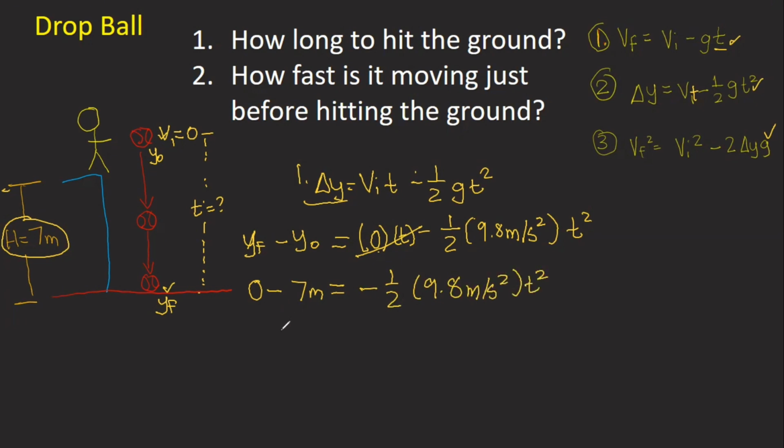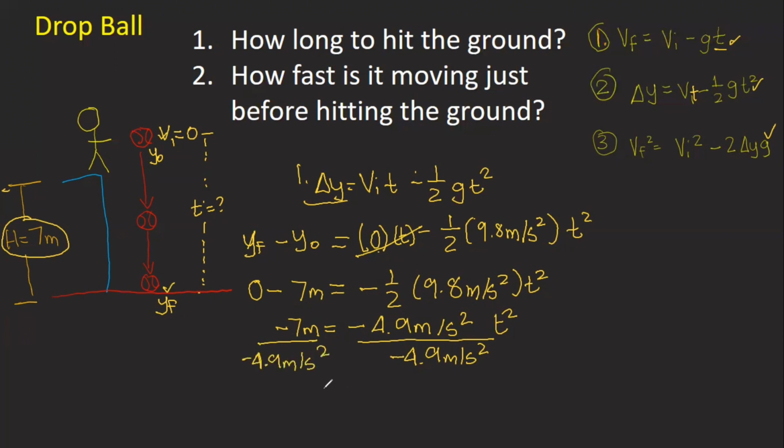Now let's continue calculating. We have negative 7 meters equals negative 1/2 times 9.8 meters per second squared, which is negative 4.9 meters per second squared, times the time squared. So let's divide both sides by negative 4.9, so that t squared will be left on the right side. So it will result to 1.43 seconds squared is equal to t squared.